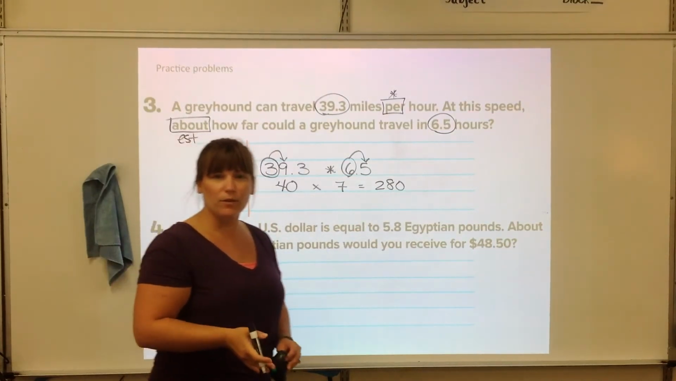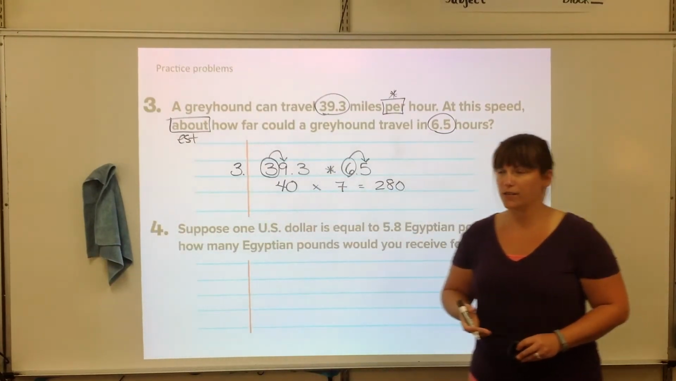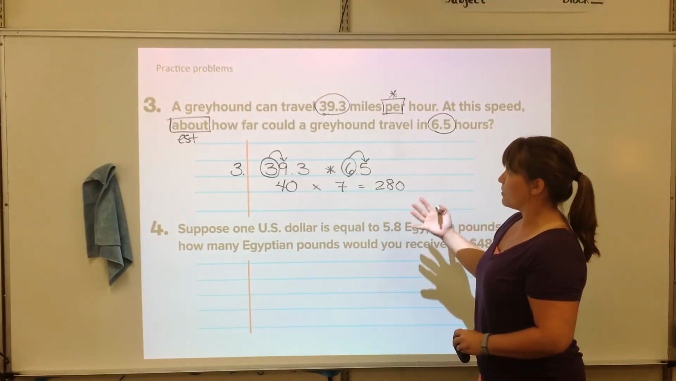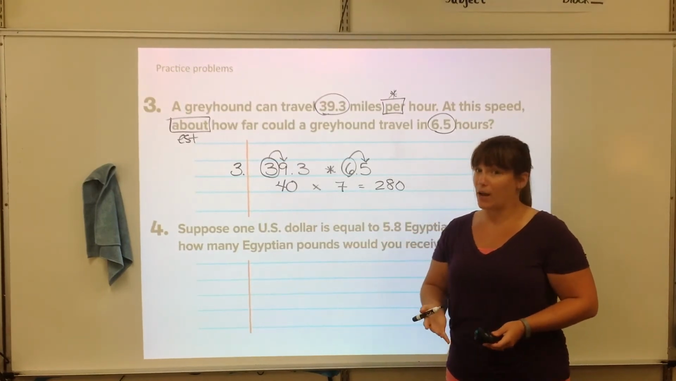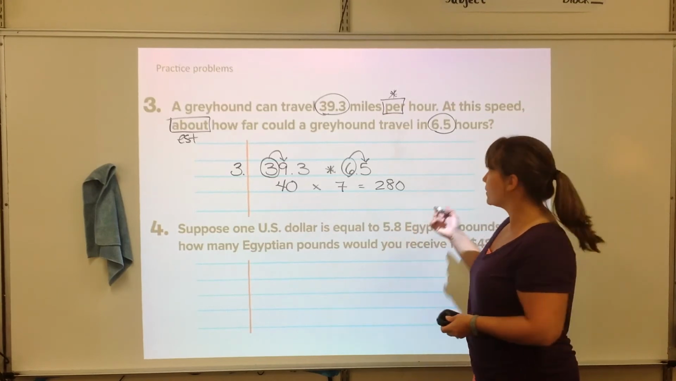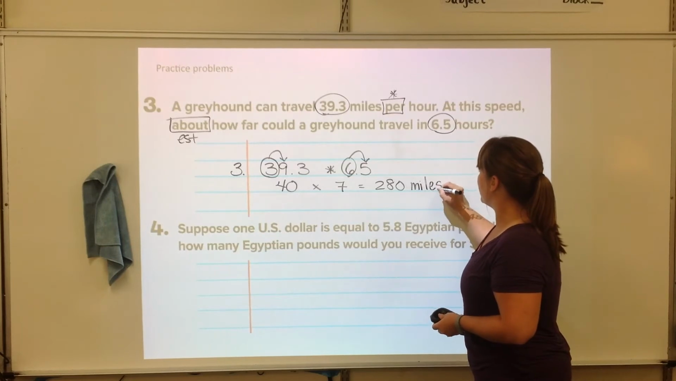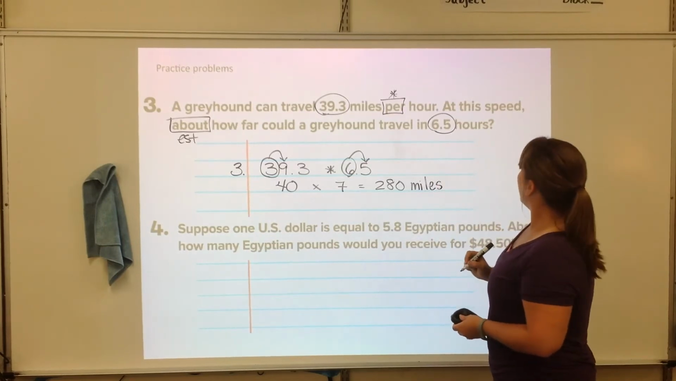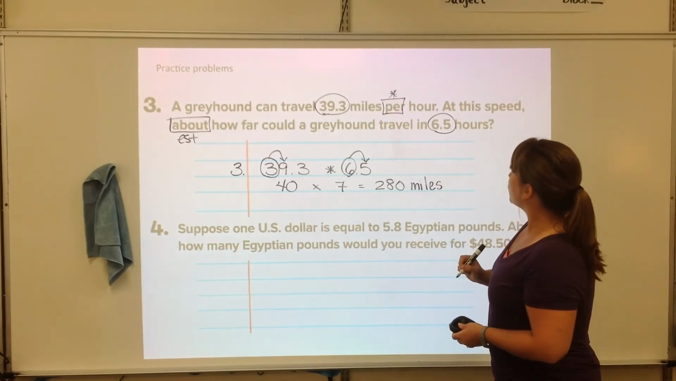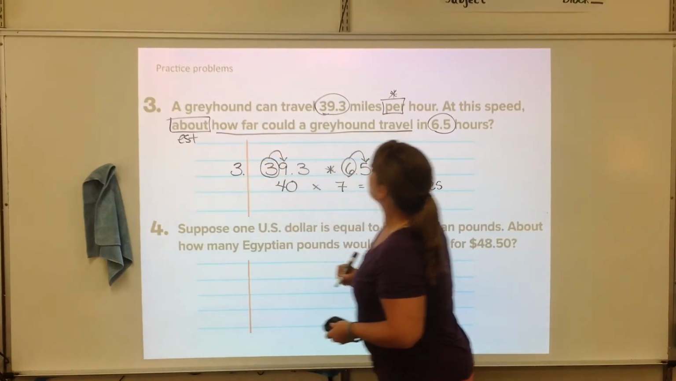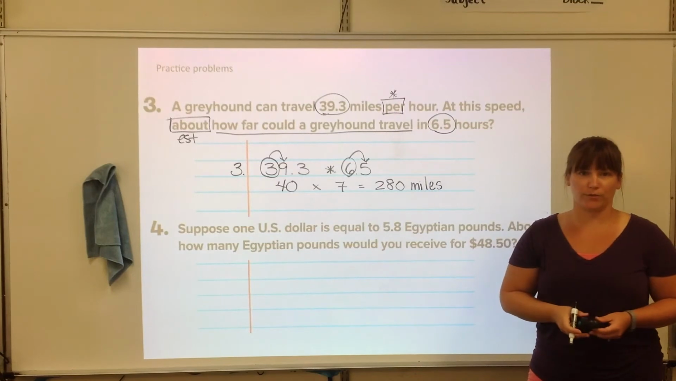The only difference now with this is that we do need a unit after. What are we talking about? What does this represent? Does it represent miles or does it represent hours? Those are the 2 topics of our problem. So I'm going to have it represent miles because at this speed, how far could the greyhound travel? That's what we want to know. That's the question. How far could it travel?